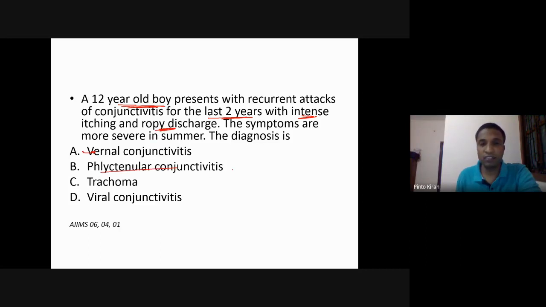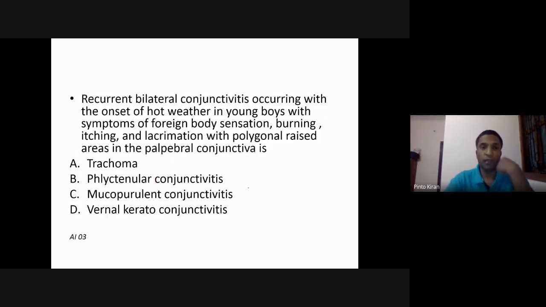It's not a phlyctenular conjunctivitis, where the patient will have pain and photophobia. These are all the symptoms. It's not a viral conjunctivitis or a trachoma.